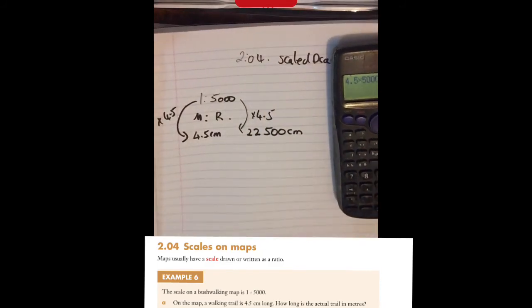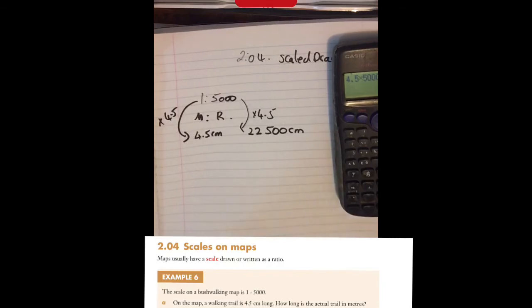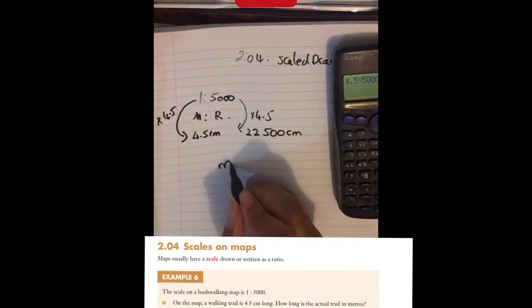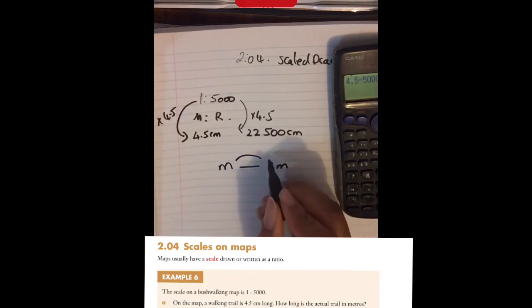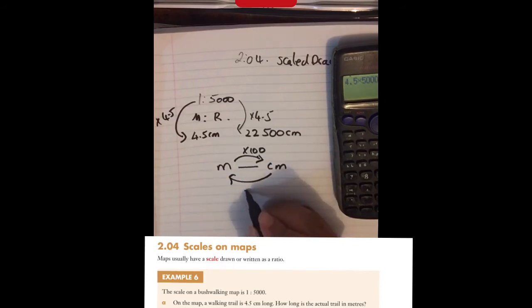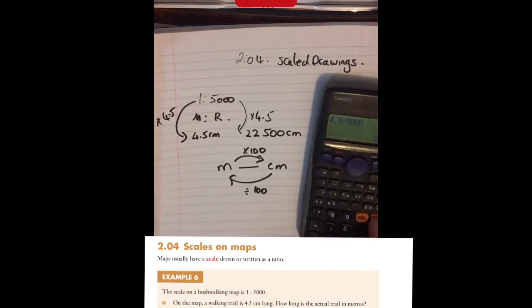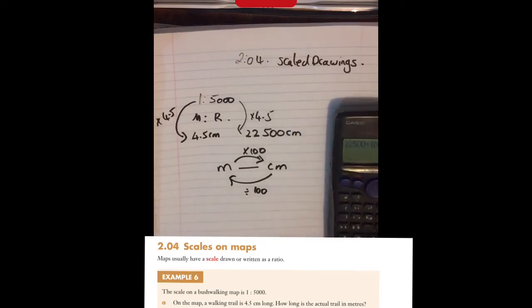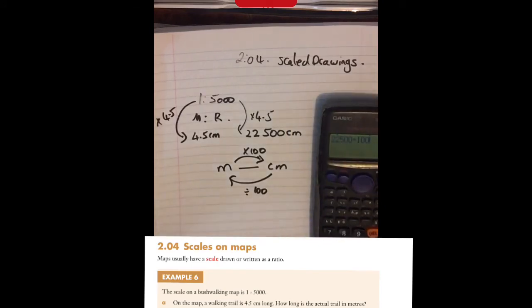Okay, now you have to think, what does the question actually say? How long is the actual trail in meters? Well, that's in centimeters, so I need to get it in meters. If you remember meters to centimeters, what do I need to do? Times by 100. So going the other way, I need to divide by 100. So what am I dividing by 100? My measurement, which is 22,500. And you notice I'm using a calculator and I'm a maths teacher, because I don't want to get this wrong and repeat the video 100 times. And when you do an exam, you don't want to get this wrong and repeat the exam 100 times.